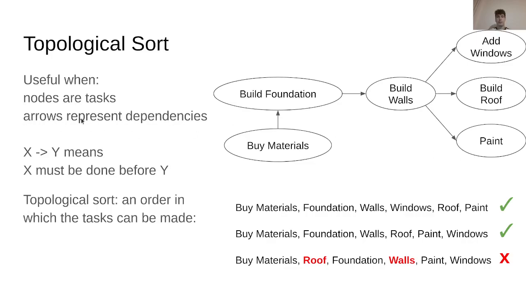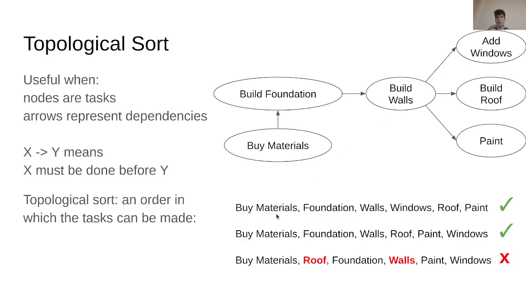And arrows represent dependencies. So before you build the foundation, you have to buy the materials. Before you build the walls, you have to build the foundation. Before you add the windows, you need to build the walls, and so on. Now the question is, in which order can we make all the tasks so we respect all the dependencies?